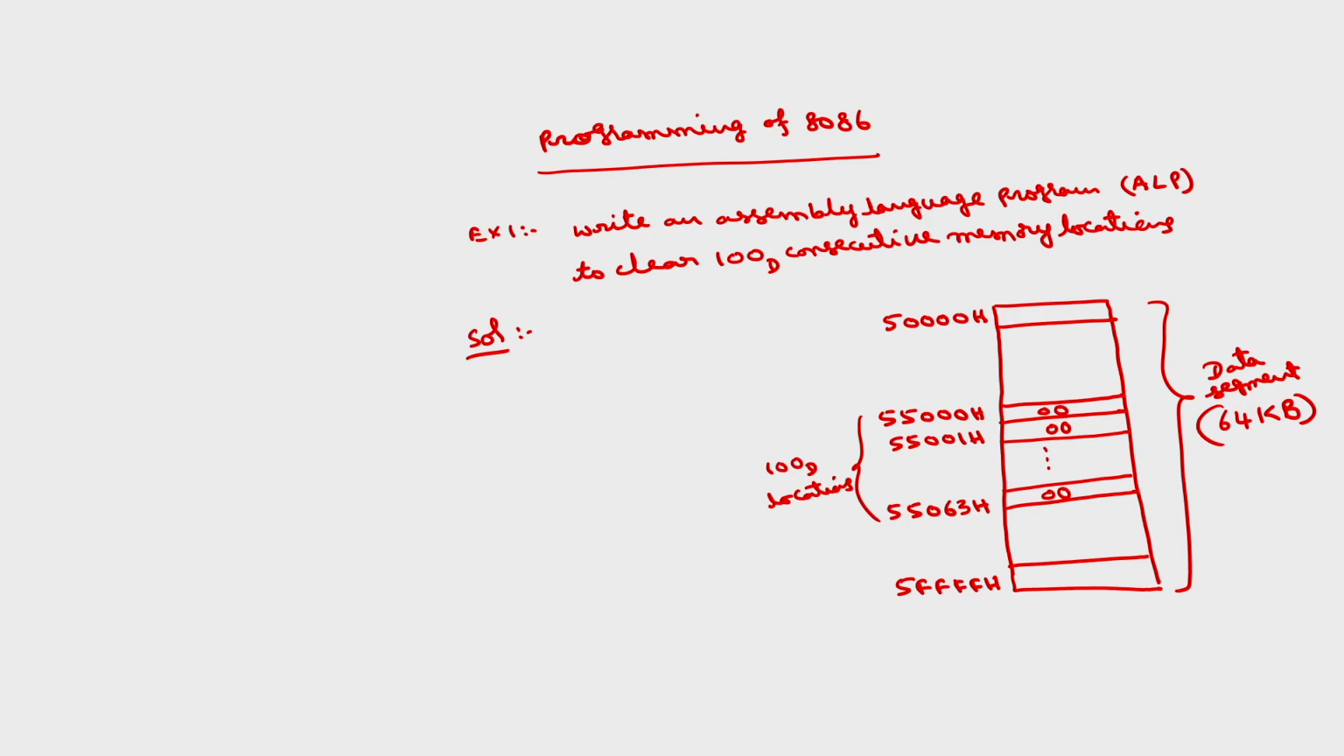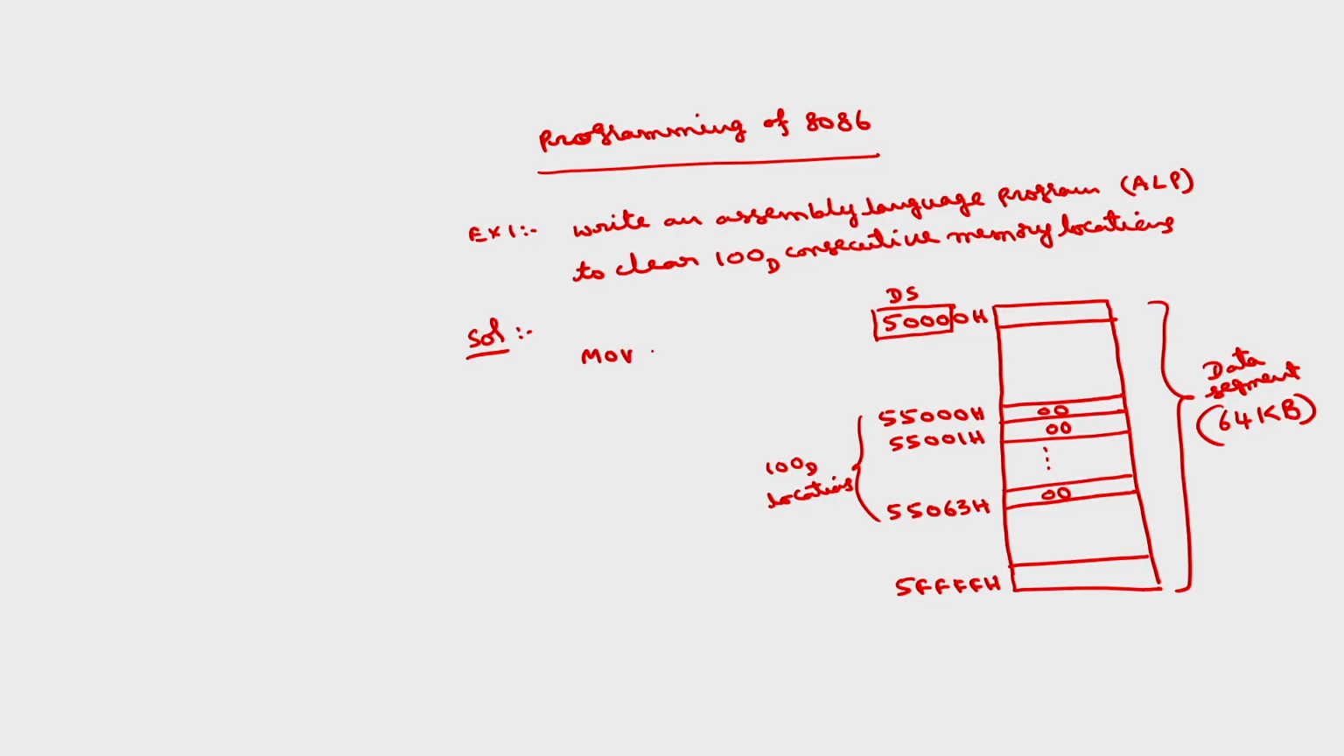The data segment register contents will always hold the upper 16 bits of the starting address. The data segment cannot be loaded with an address directly, but you can take this address into any other register. So, normally I will take this 5000H into the AX register, then move the contents of AX to DS, so that DS will be loaded with 5000.